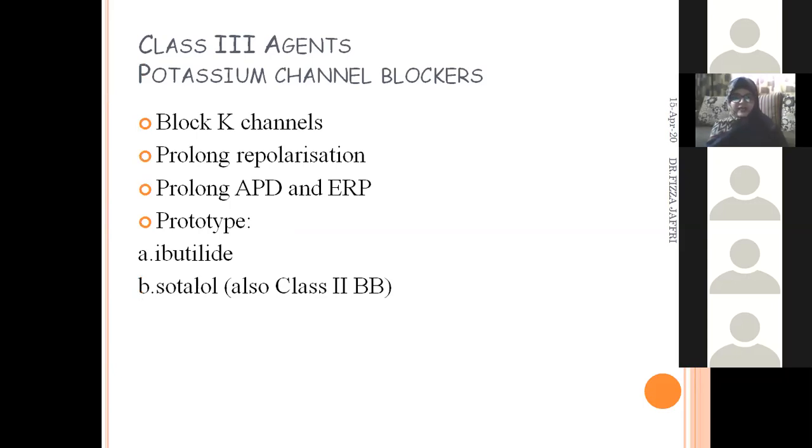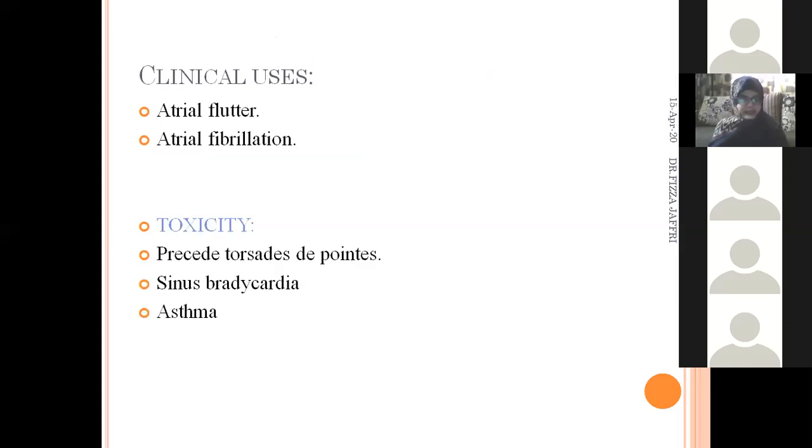Then you have class 3 agents, potassium channel blockers. They block the potassium channels and prolong the repolarization, right? Once the potassium channels are blocked, there is no potassium exit, so it will prolong the repolarization phase. As a result, it will prolong the action potential duration as well as the effective refractory period. It includes 2 prototypes, ibutilide and sotalol, which is of the beta blocker category.